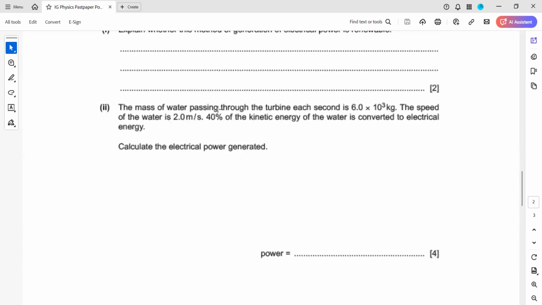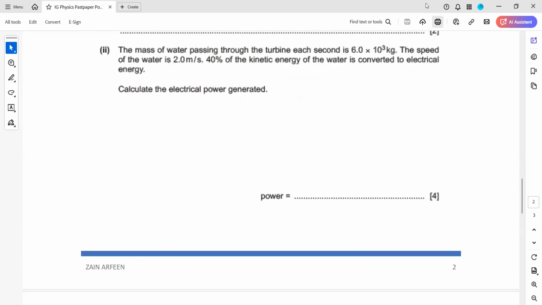And next, the mass of water that passes through the turbine each second is 6 × 10^3 kilograms. This is the mass, and each second means 1 second. The speed of the water is 2 meters per second. That's the speed given. 40% of the kinetic energy is converted into electrical energy. Calculate the electrical power.